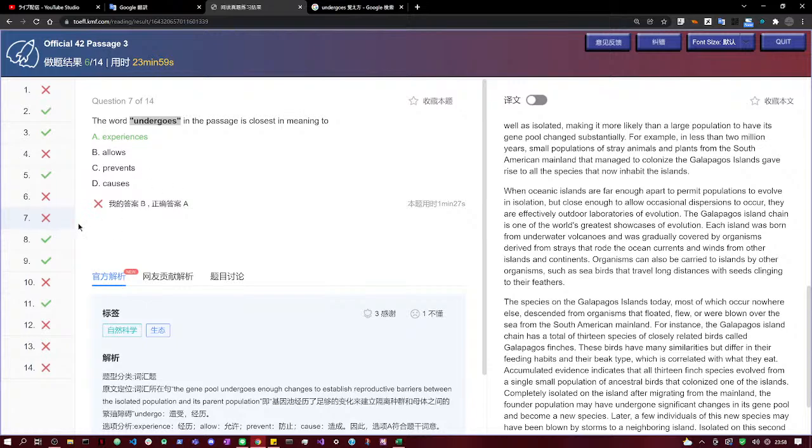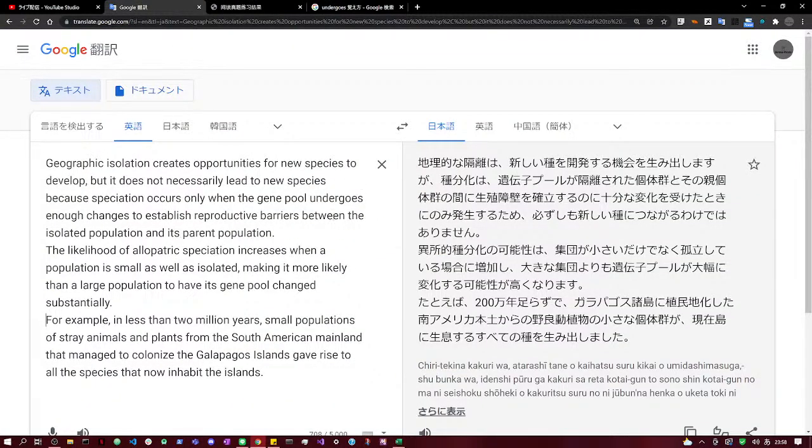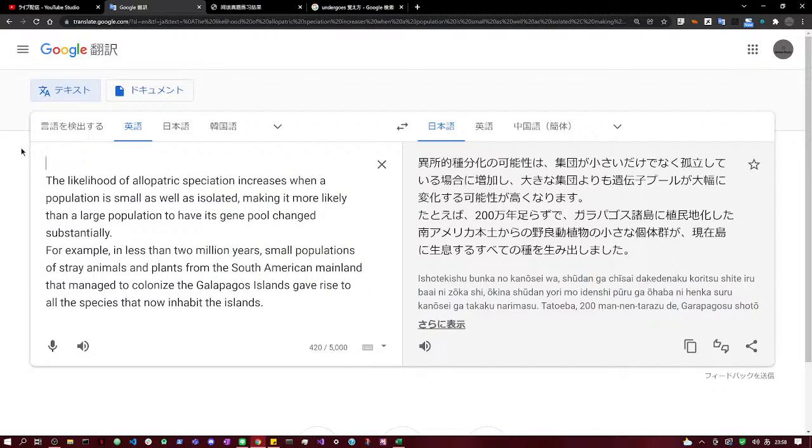Then, the likelihood of speciation increases when the population is smaller and isolated, making it more likely that the isolated population will undergo change in its gene pool. For example, in less than 2 million years, a small population of animals and plants from the South American mainland managed to colonize the Galapagos, giving rise to the species of the now inhabited islands.